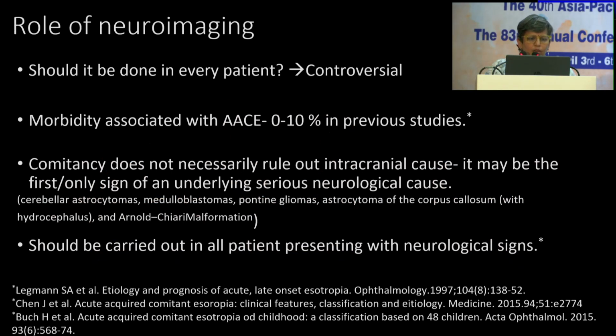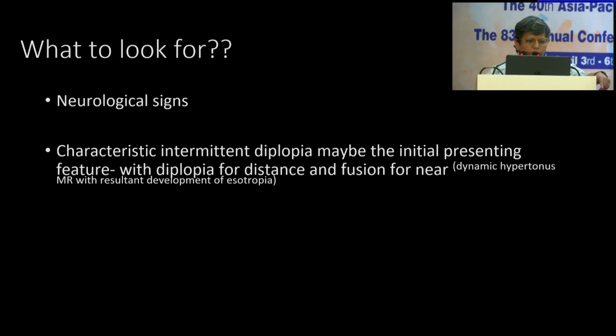Role of neuroimaging in these cases, should it be done in every patient? Controversial, because the gain of neuroimaging is very low, but comitancy does not necessarily rule out any intracranial cause. So it may be the first and the only sign of an underlying serious neurological cause. The list is mentioned here, and it should probably be carried out in all patients who are presenting with some kind of neurological symptoms like ataxia or blurry disc margins and things like that. So in addition to the rest of the workup, you should definitely ask for neurological signs. Some of them are not volunteered, but if you ask in the history, you may see them.